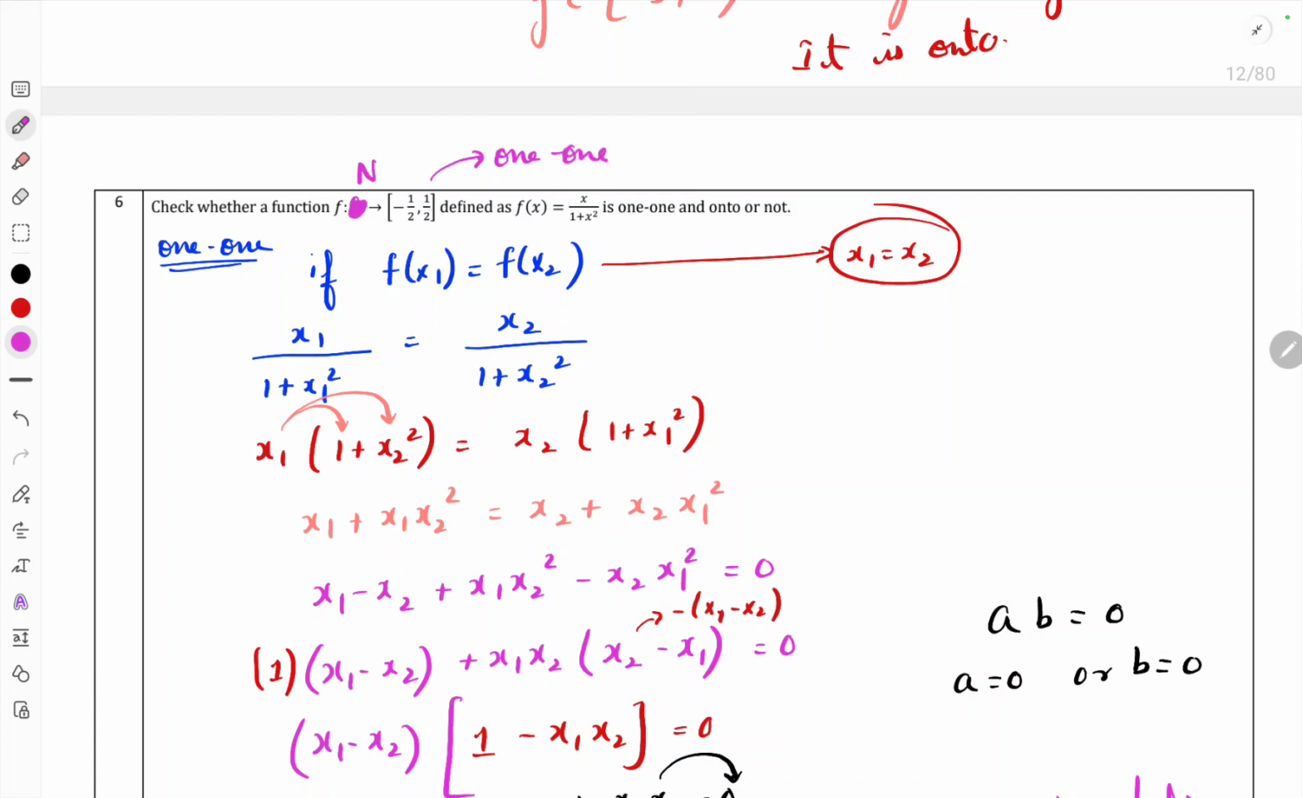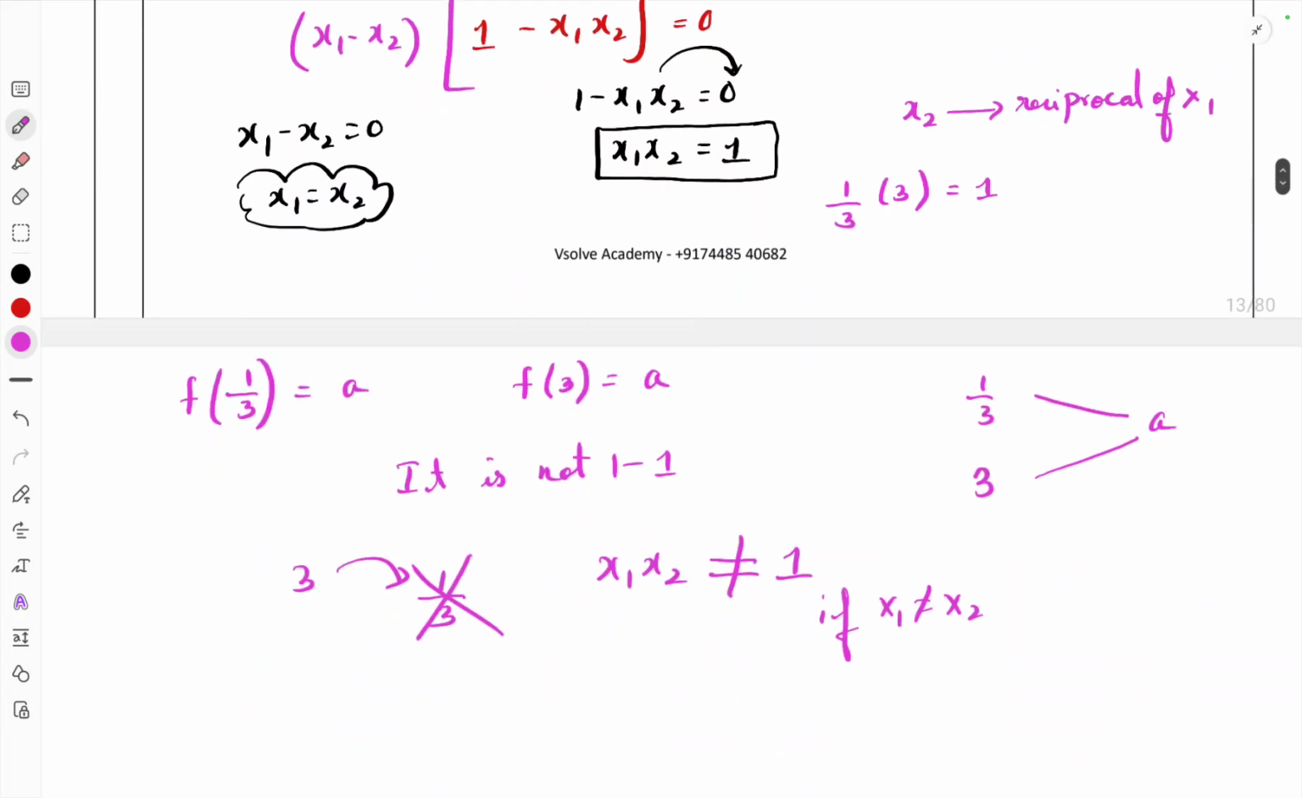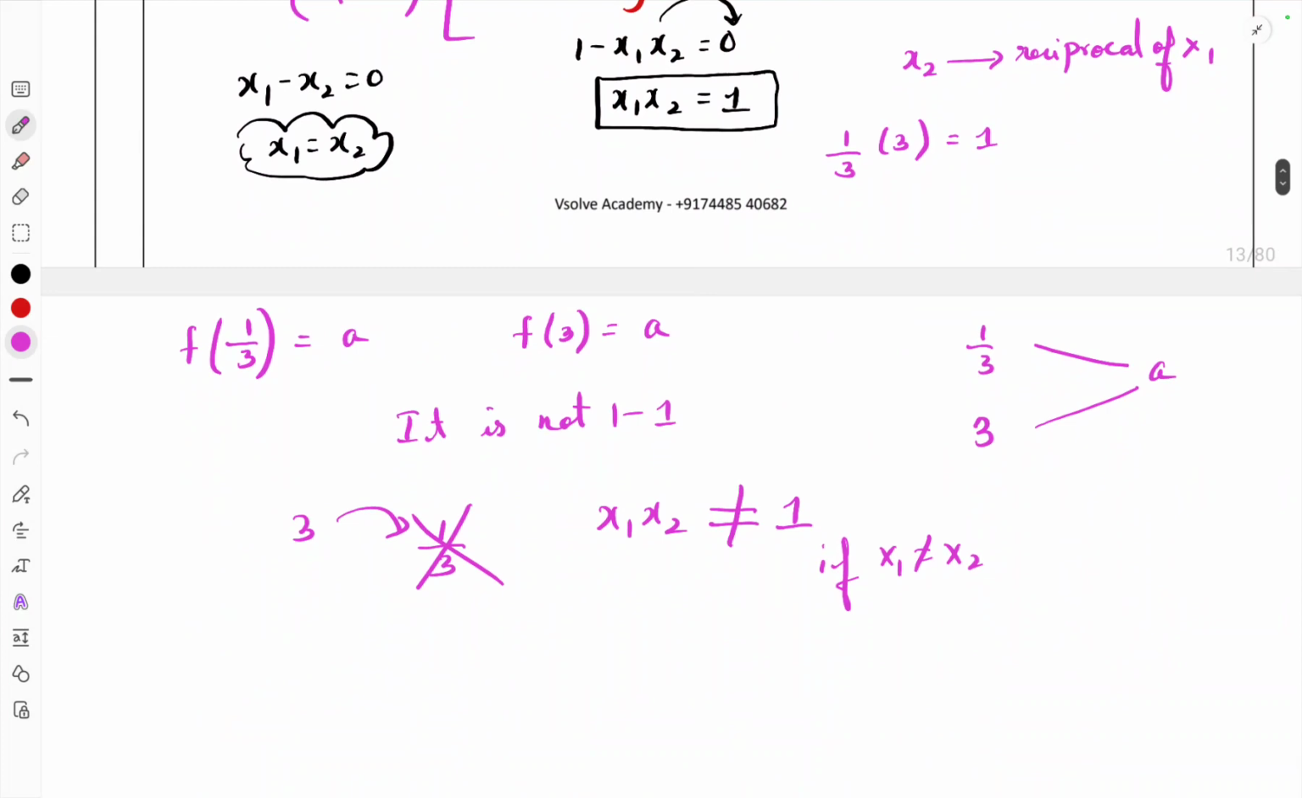Since they have given real number, in real number, if we take any number, the reciprocal of that number is also present there. Suppose if I take 0.3, the reciprocal of 0.3, 1 by 0.3, again is a real number. But here in natural number, if I take 5, the reciprocal of 5 is not a natural number. So which means x1 into x2 cannot be equal to 1 unless x1 is equal to x2, x1 is 1 and x2 is 1. Okay, in other cases it is not.